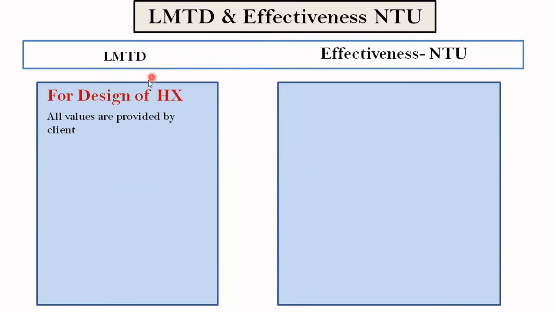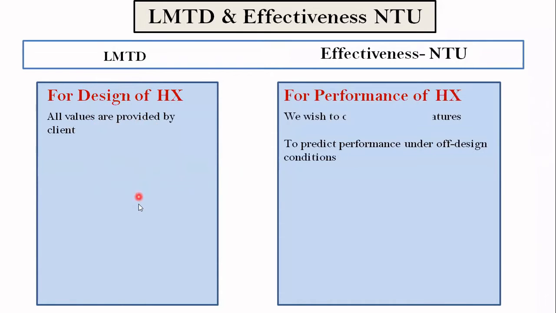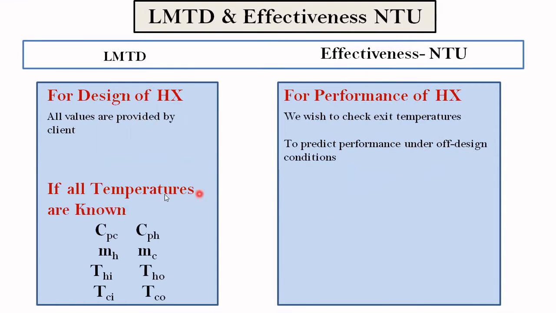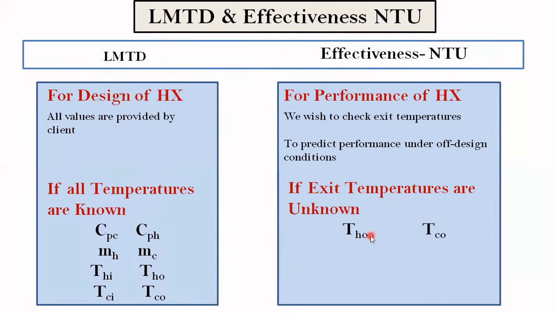In general, the LMTD method is for design of a heat exchanger. All the values are provided by the client, whereas effectiveness NTU is more of a performance prediction type of problem. Here we have to check the exit temperatures, so we have to predict the performance under off-design conditions. All the values, that is the specific heat of hot and cold fluid, the mass flow rate of hot and cold fluid, and all the temperatures are known to us in case of LMTD. Here we have to calculate the exit temperatures of hot and cold fluid.